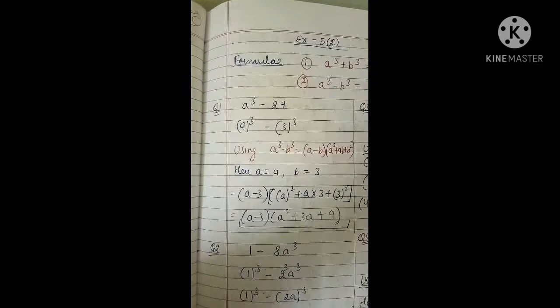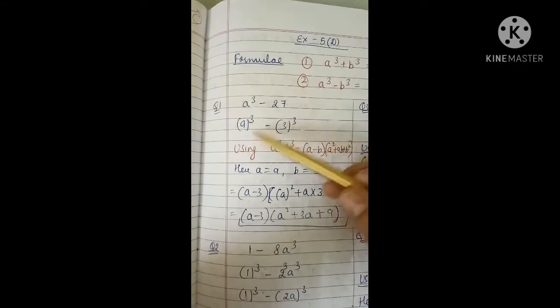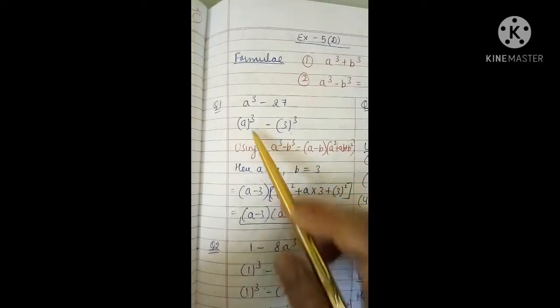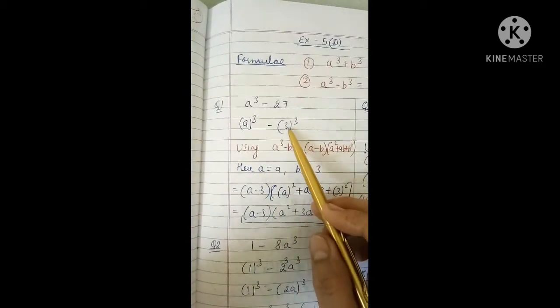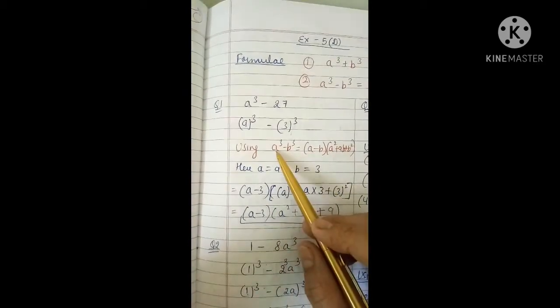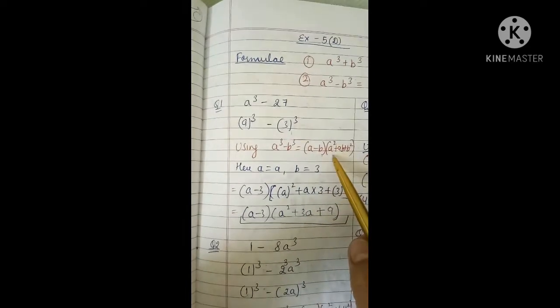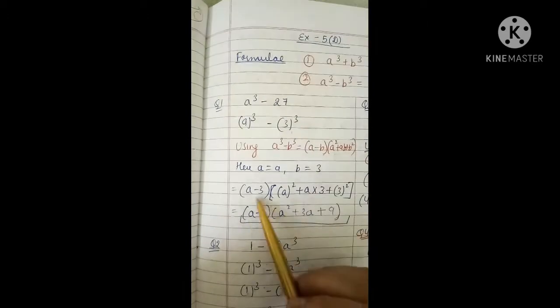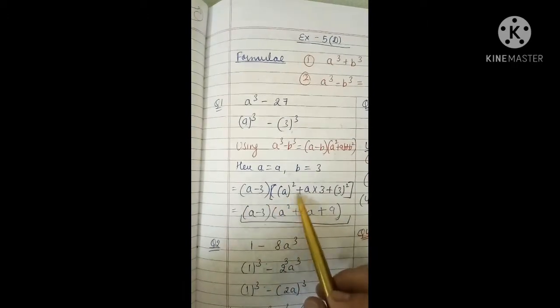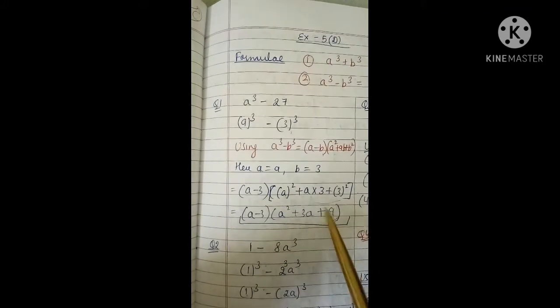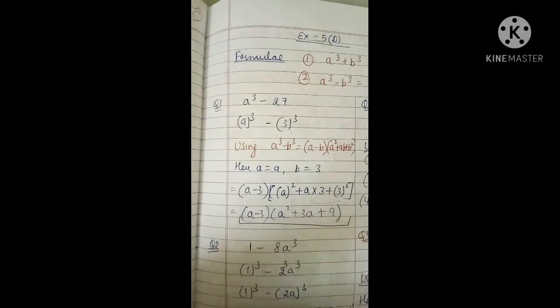Come to the first question, a cube minus 27. It is a cube, 27 you can write 3 cube. Here in place of a is there, in place of b 3 is there. We can apply the formula a cube minus b cube, that is a minus b, a square plus ab plus b square. Yes, see, a minus b, a square plus ab plus b square. Simply solve it and we get the answer.